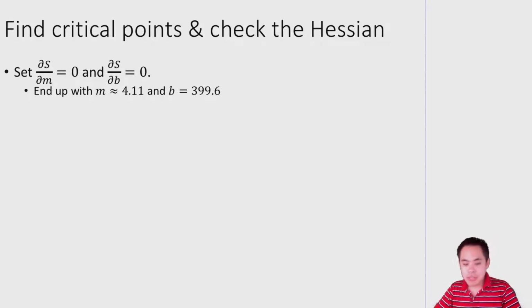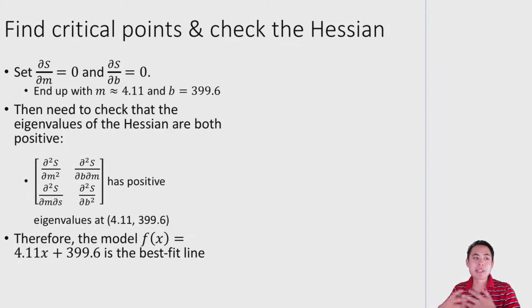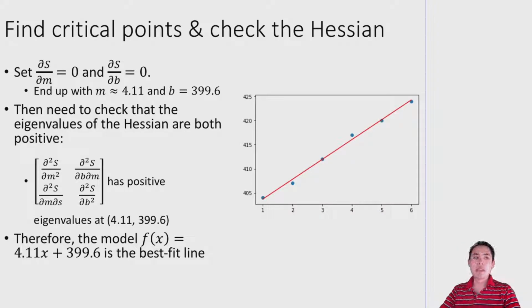Then the next thing you'd have to do is check that the eigenvalues of the Hessian matrix are both positive. So you take the partial derivatives again to form the matrix, and you check that it has positive eigenvalues at that pair of points. I'm not going to do this, but you can work through it, and you'll find that it does have positive eigenvalues, and therefore this critical point is the local minimum, right? So you could use this test to determine the minimum. That set of parameters minimizes S(m, b), so it has the minimum squared error. And therefore the model f(x) = 4.11x + 399.6 is the best fit line. And that is how you compute this.